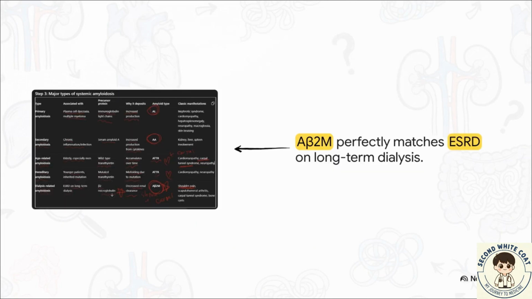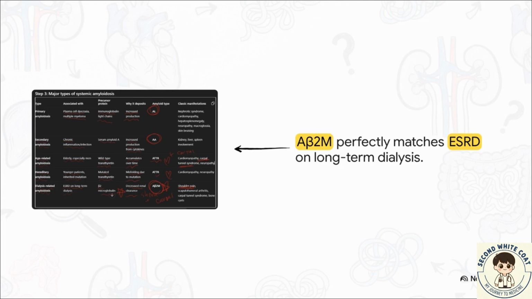When we branch out this differential diagnosis, you really want to note the stark differences in classic manifestations for each precursor protein. AL, or primary amyloidosis, stems from a plasma cell dyscrasia. Think multiple myeloma, nephrotic syndrome, and macroglossia. AA, the secondary form, comes from chronic inflammation or severe infections and hits the kidney, liver, and spleen.